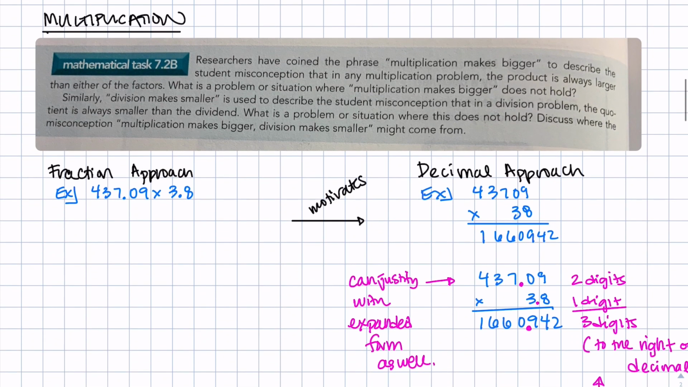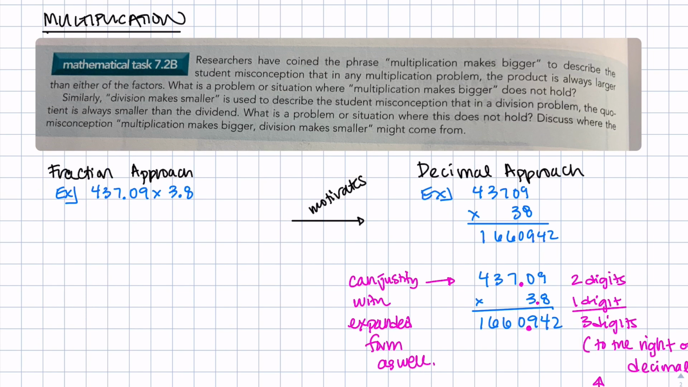Okay, but multiplication and division are slightly different. So again, we can motivate our, oh, I guess I should mention I have this mathematical task pinned up here. We mentioned this in one of the previous videos with regards to chapter 6, talking about multiplication. But I think it's good to reiterate this question. Researchers have coined the phrase "multiplication makes bigger" to describe the student misconception that in any multiplication problem, the product is always larger than either of the factors. What is a problem or situation where multiplication makes bigger does not hold?